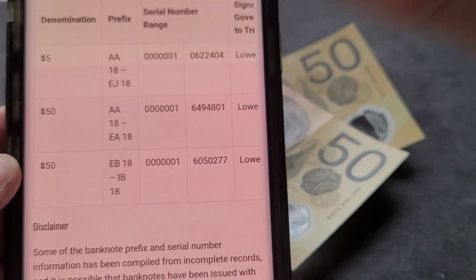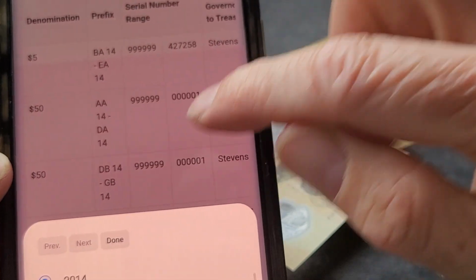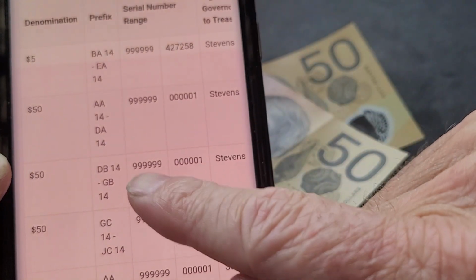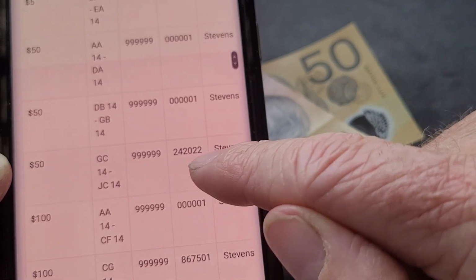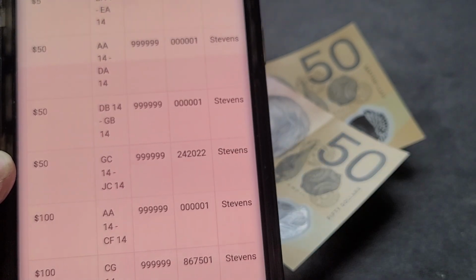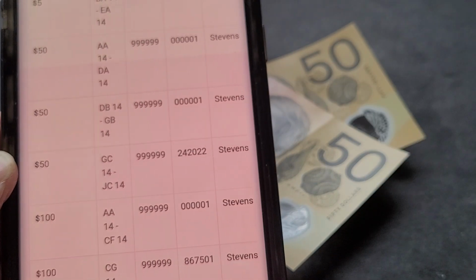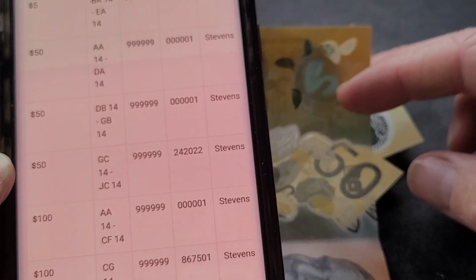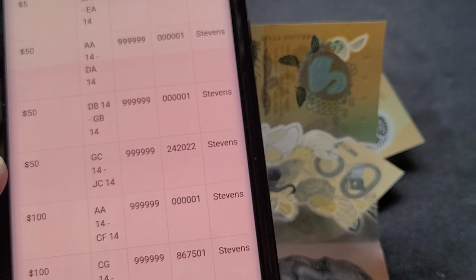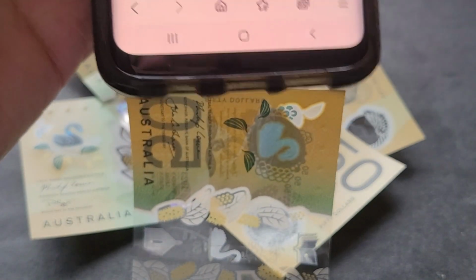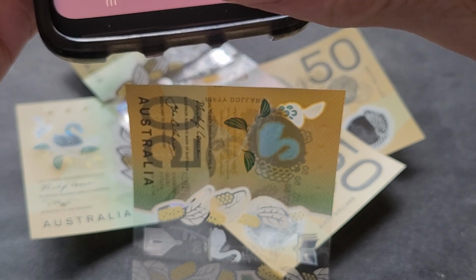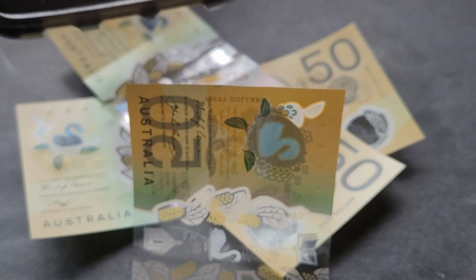But unlike the previous series that we issued, the 2014, which counted down from 900, the last prefix only had 800,000. So in the previous series you could only have a maximum of 1 million banknotes, but now you can have a maximum of 10 million for each prefix. So that's where we get to 2020.